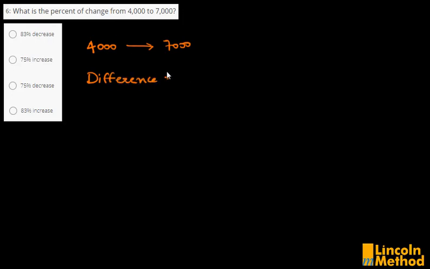So if we subtract 4,000 from 7,000, what we get is positive 3,000. Now since there is this positive right here, what that means is that there has been an increase.